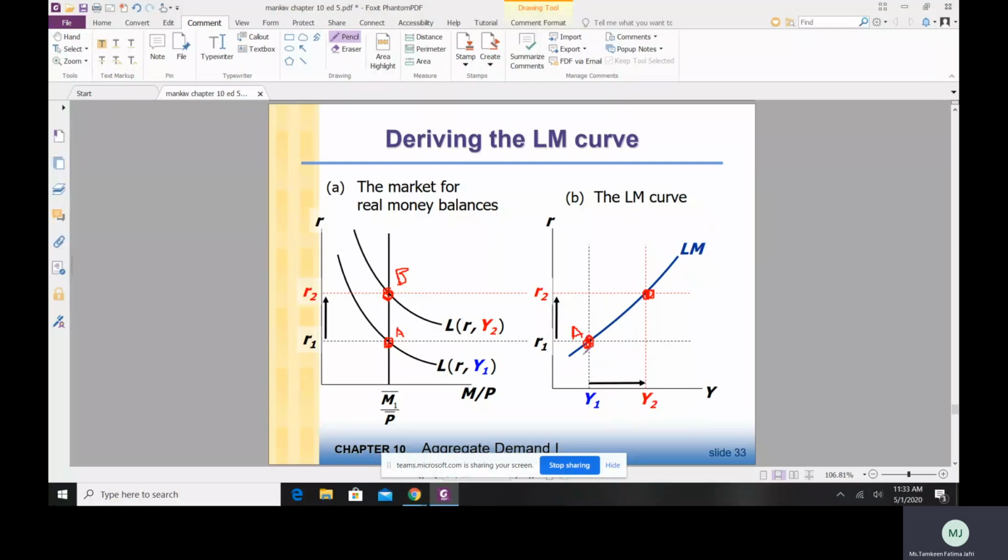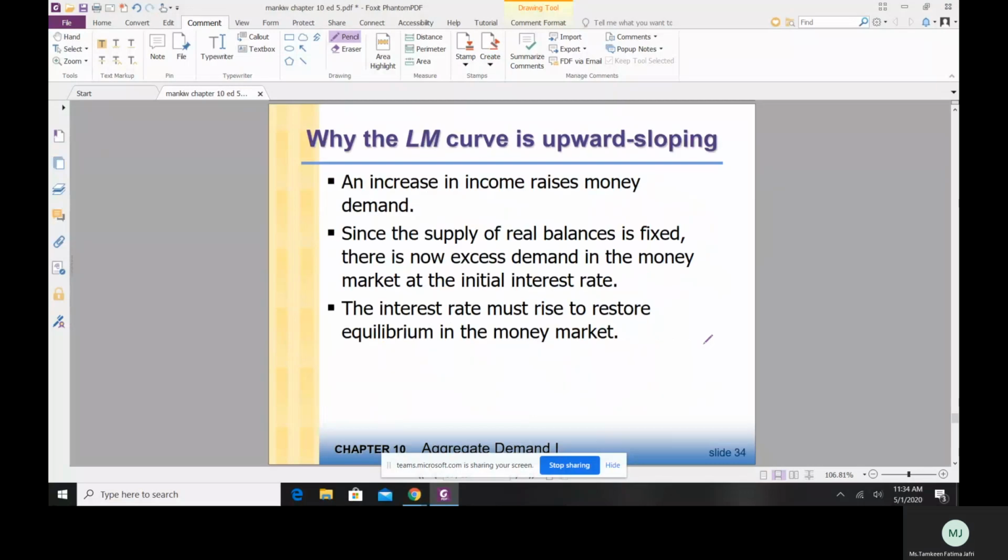यहाँ मैंने खाली 2 points प्लॉट किए हैं. इसी तरह आप you can further argue कि अगर Y further increases to Y3, आप देखेंगे interest rate will further increase to R3 in order to restore equilibrium. So which again is going to reinforce कि LM curve हमेशा upward sloping होगा. Okay. So that basically completes the derivation of the LM curve. This has also been explained in the next slide.